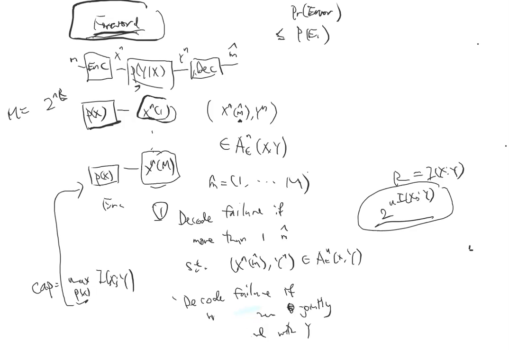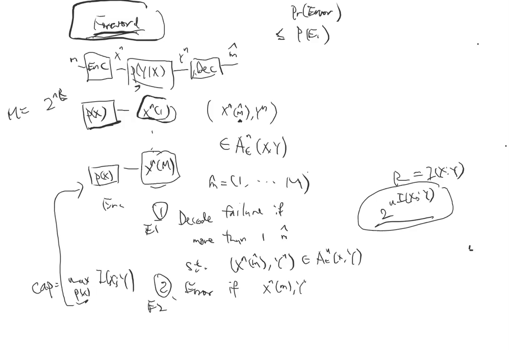Let me not write this, because actually this is not quite right, since I can find a superset that includes this one. So this is error event 1, basically E1. This is error event 2: error if x^n(m) and y^n are not jointly typical. So this will include my earlier error event, because only when this is not jointly typical, then I won't find any codeword jointly typical with y^n.